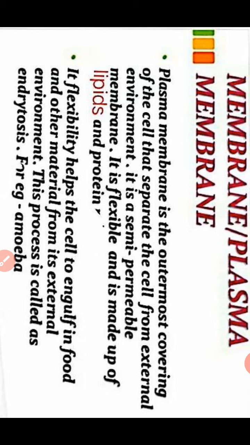It can change its shape. In amoeba, the pseudopodia can change shape, and it helps to engulf the outside food material. This is just because of the flexibility of the cell membrane. So the cell membrane is flexible. Next, see the structure of the cell membrane.